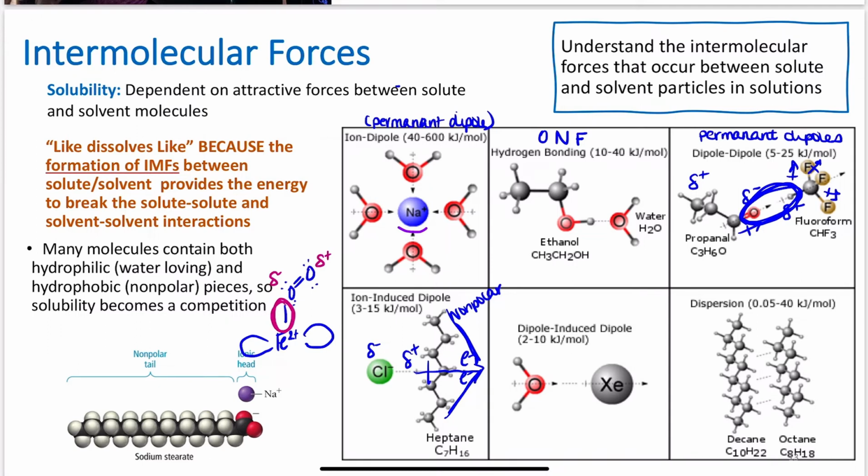We have dipole-induced dipole. In this case, we have a polar molecule and a nonpolar species. These can be molecules or individual species, but this oxygen has a partial negative charge, so it's going to force the electrons to this side of this polarizable molecule, which is going to give it a partial positive over here.